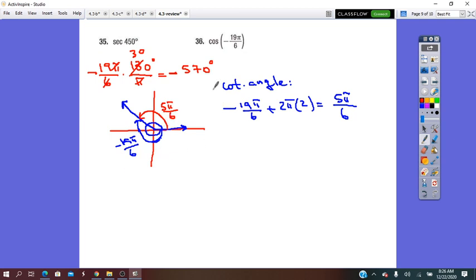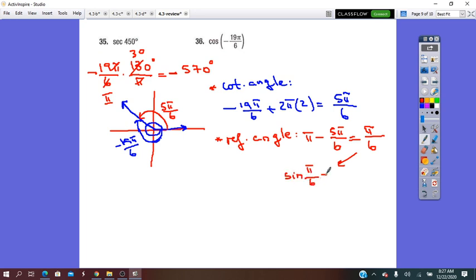The reference angle. The terminal side is in the second quadrant, so the angle is less than pi, less than 180 degrees. So to find the reference angle, we'll do pi minus 5 pi over 6. So 6 pi minus 5 pi, it will be pi over 6. And we know that sine pi over 6 is 1 over 2, and the cosine pi over 6 is square root 3 over 2.